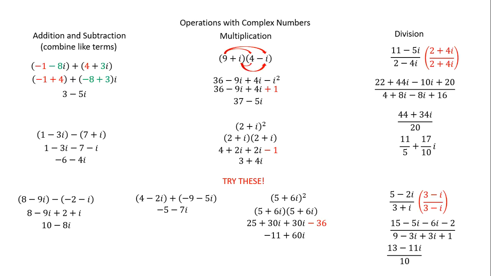So that was operations with complex numbers. That's a lot of topics, but a lot of them are really easy. We're spending 2 days on this. I will see you in class, ready to do a quick group activity.